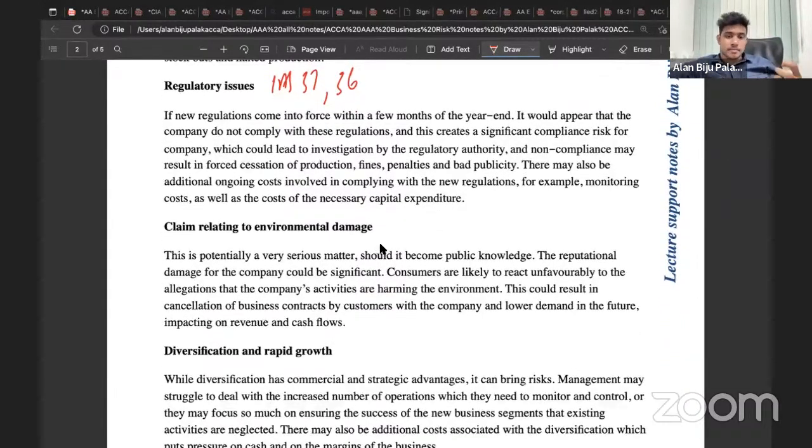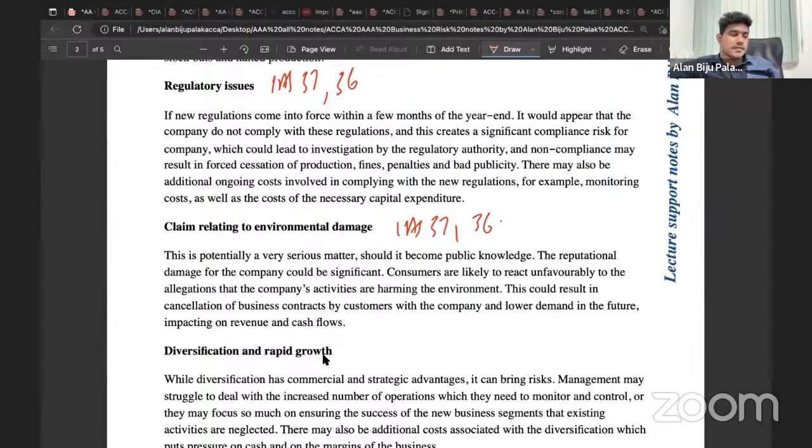And even when there is a legal claim relating to the company, what will be the risk there? With regard to the IAS? Yes, IAS 37 and IAS 36. There can be chances of having IAS 37 and IAS 36.